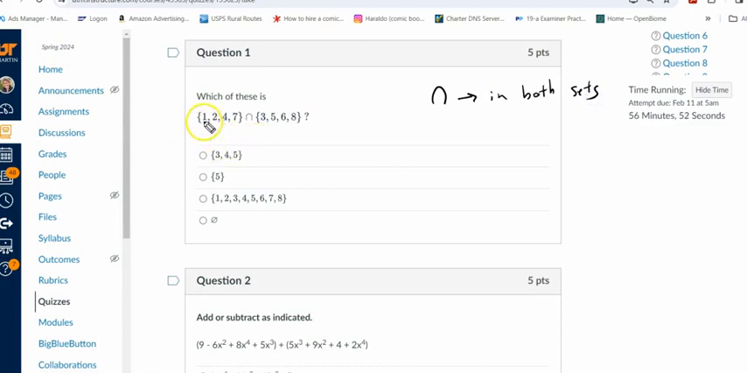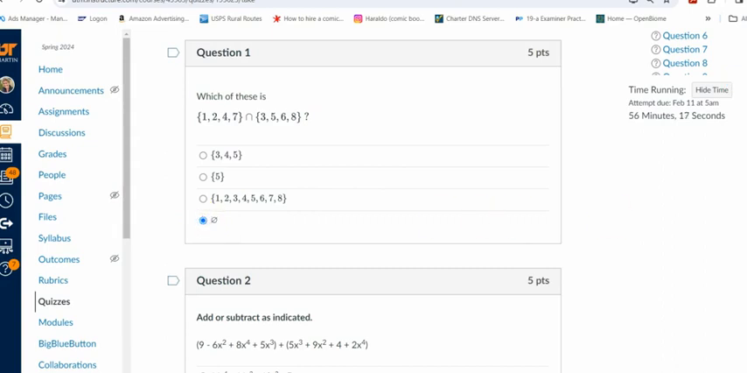And so I look at one, it's not in both sets. I look at two, it is not in both sets. I look at four, and it's not in both sets. And I look at seven, and it's not contained in both sets. So there's not going to be anything that's contained in both sets. And so we're going to have the null set be the answer for that one.